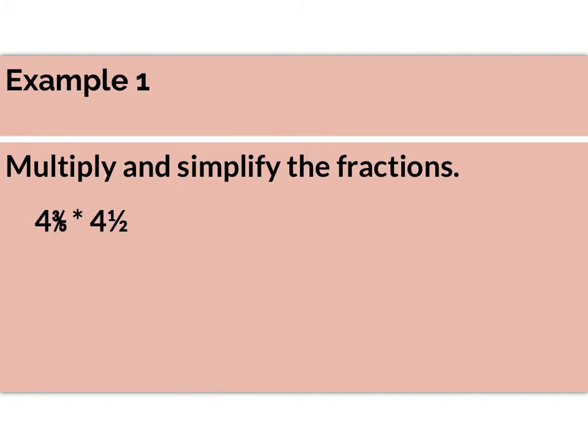Okay, so now, we did this before. To multiply mixed numbers, you're going to want to change them into improper fractions. And an improper fraction is a fraction where the number on top, the numerator, is bigger than the number on the bottom. So what we have here is 4 3/5 times 4 1/2.